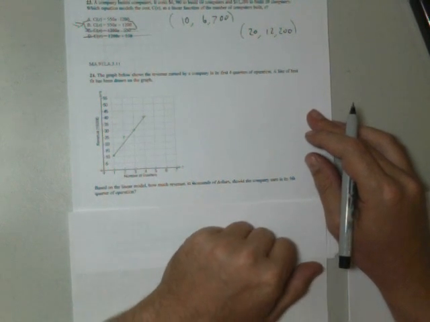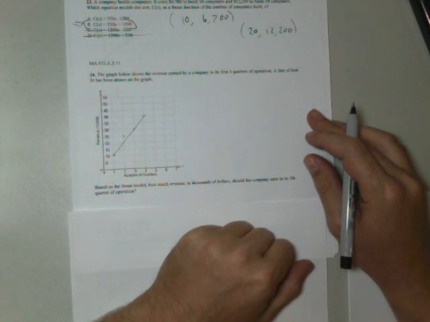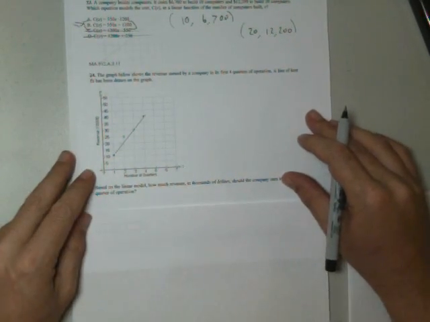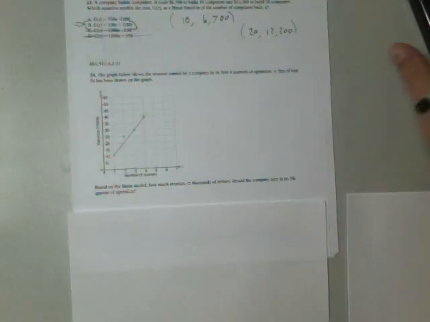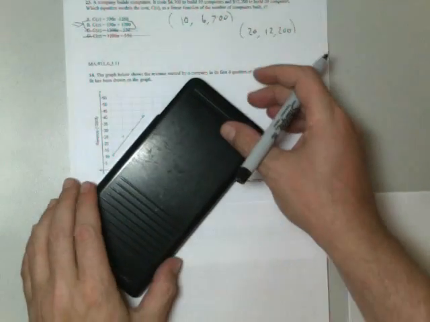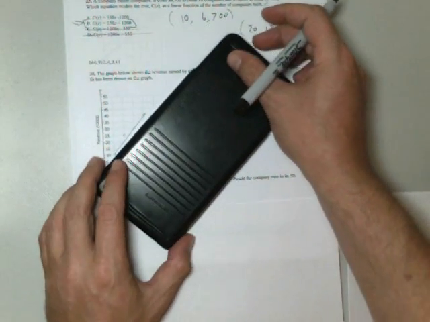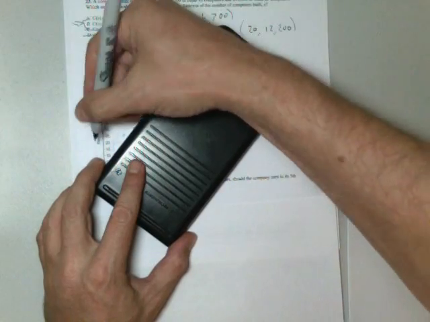The graph below shows the revenue earned by a company in its first 4 quarters of operation. A line of best fit has been drawn through the graph. Based on the linear model, how much revenue in thousands of dollars should the company earn in its 5th quarter? Well, this is a little tough to say because of the lack of detail in this graph.